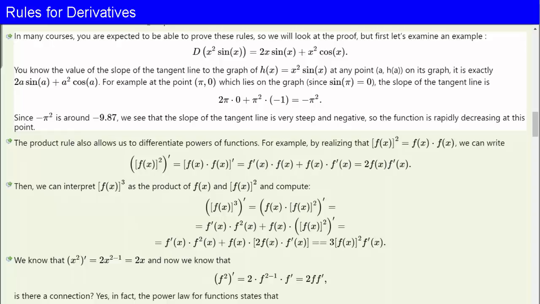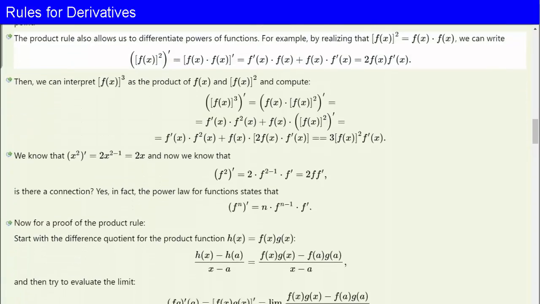So we know, without doing any graphing, that the function is rather rapidly decreasing at this point, without drawing a single picture. The product rule also allows us to differentiate powers of functions. For example, by realizing that f of x squared is just f of x times f of x, you can write the derivative of f of x squared as the product, f times f differentiated, and that's f prime times f plus f times f prime.